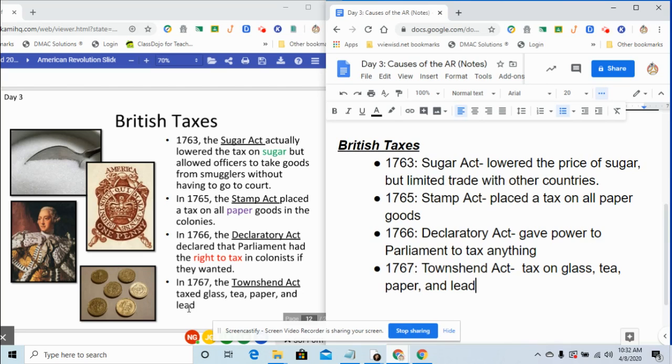Question, if you know the formula for lead, what is it called? The chem symbol for lead, let me know. Okay.